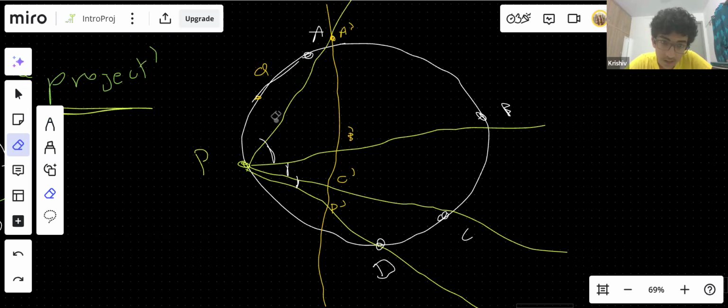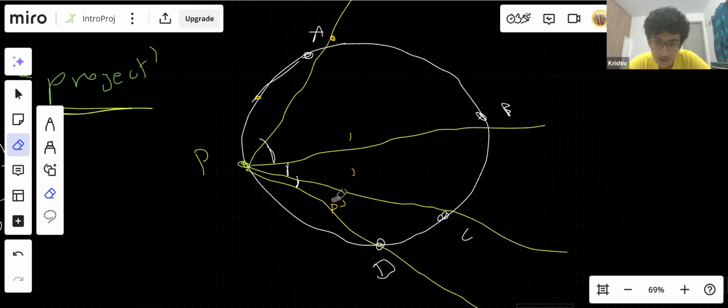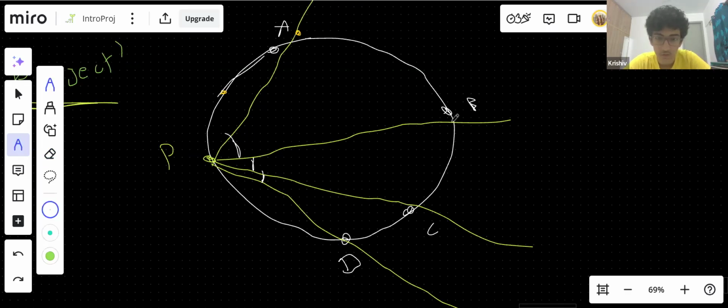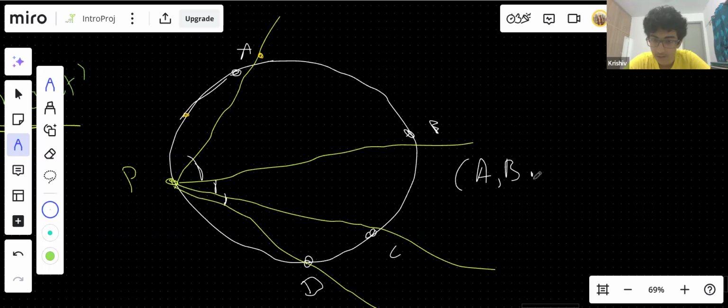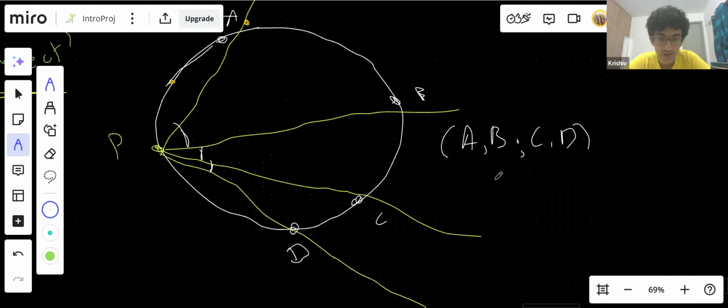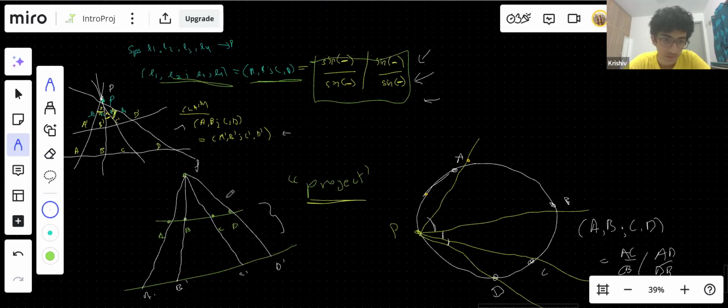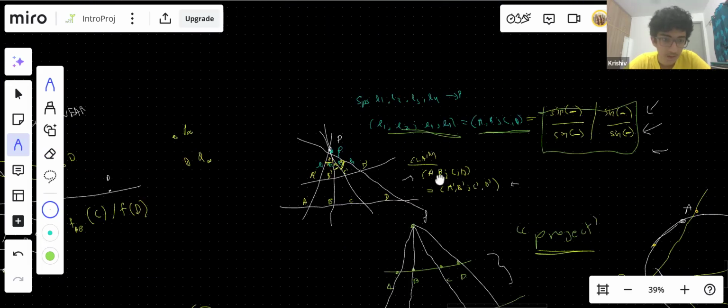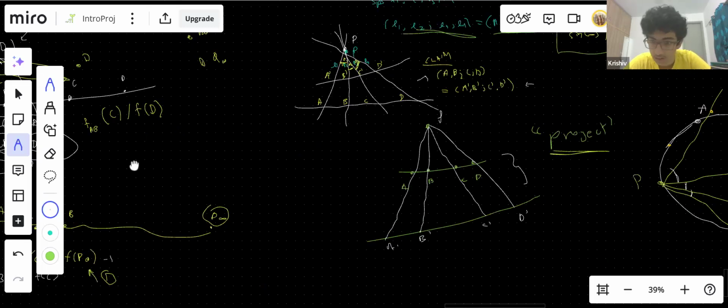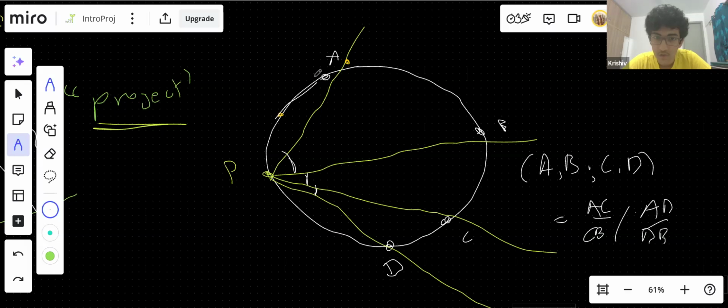But now another surprising thing which you might not expect to have happened is that, I'll erase some stuff, right? So this is how the cross ratio of 4 points on a circle is defined. The surprising thing is that this cross ratio of ABCD is actually the same as AC over CB divided by AD over DB, which is the same definition as four collinear points, by the way, if you remember. Like here, it's the exact same definition.